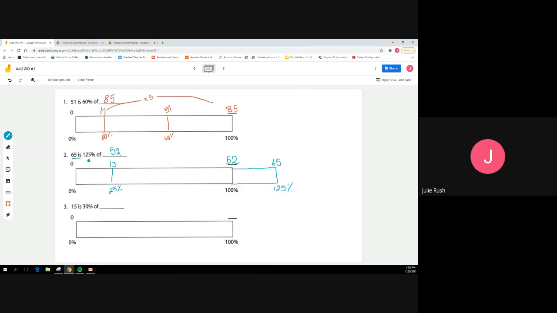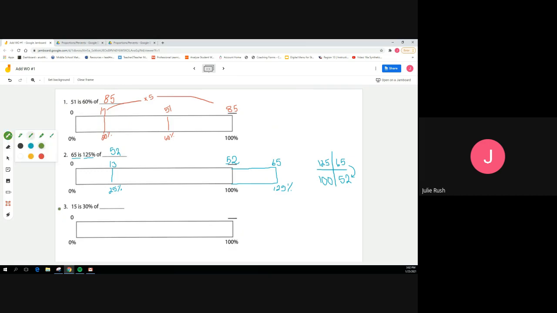So notice, since my percent is greater than 100, the is number is greater than the of. So even if I wrote it as a proportion, your 125% always goes on top. So it's always a denominator of 100, even if this is greater than 100. And then our 52 goes here. So notice, this is greater than 100, which means this number has to be greater than 52.